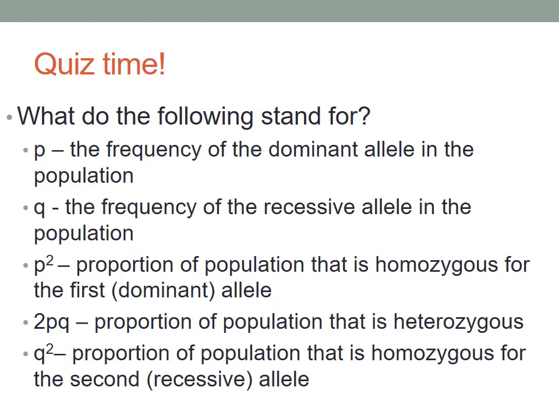Here are the answers. P is the frequency of the dominant allele in the population. Q is the frequency of our recessive allele in the population. P squared is the proportion of the population that is homozygous for that dominant allele. 2PQ is the proportion of the population that is heterozygous. And Q squared is the proportion of the population that is homozygous for that recessive allele.